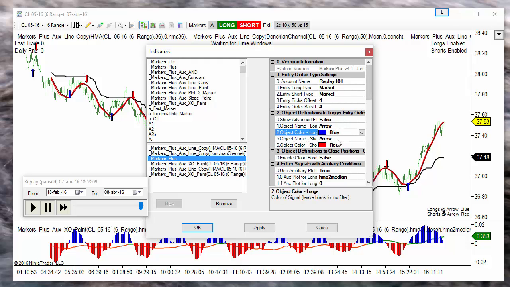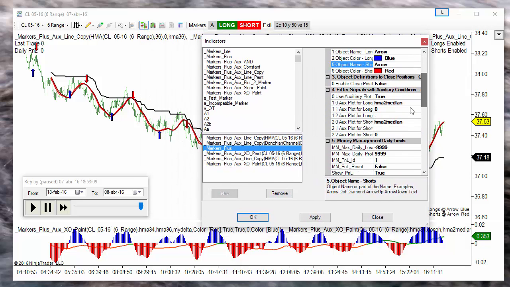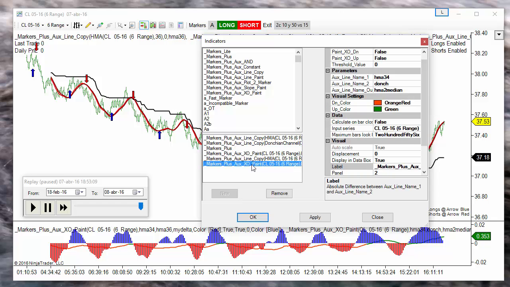On Marker Plus, we want to buy on blue arrows and sell on red arrows, but not all the arrows, because we want to use a filter, and for that we trade longs only when HMA to median variable is positive. This variable is the distance between the HMA and the black line.